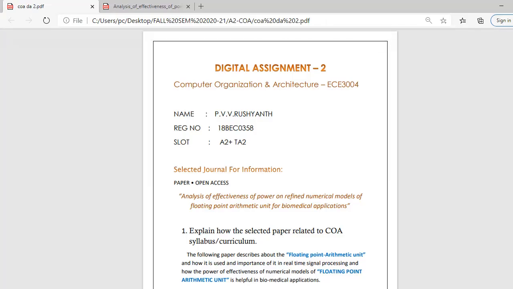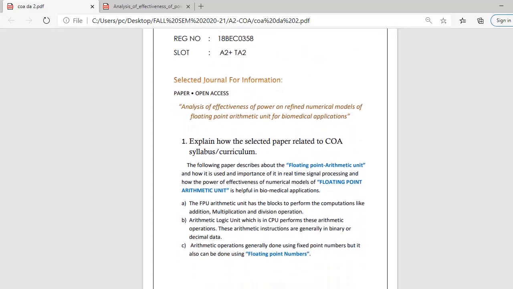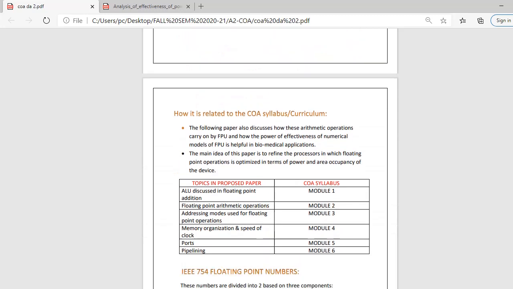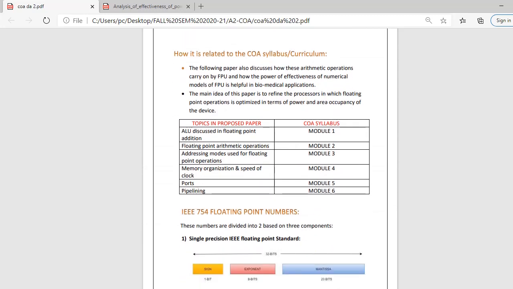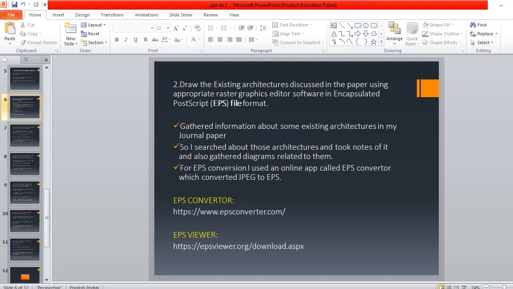Coming to the digital assignment, this is my digital assignment for analysis of floating point. For the first question, I gave some information related to the floating point arithmetic unit and also how it is related to our COA syllabus, and I tabulated it, along with some information related to IEEE 754 floating point numbers. The second question is to draw the existing architectures discussed in the paper using an appropriate raster graphics editor software, and it should be in EPS file format.